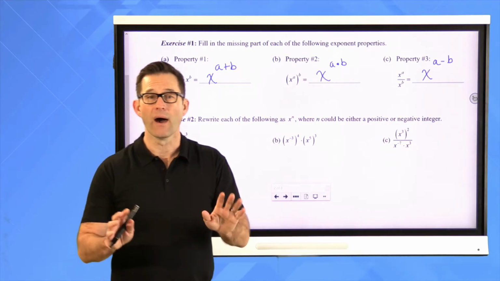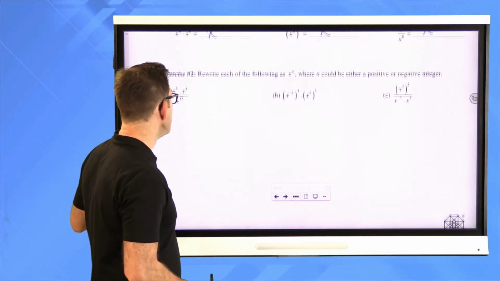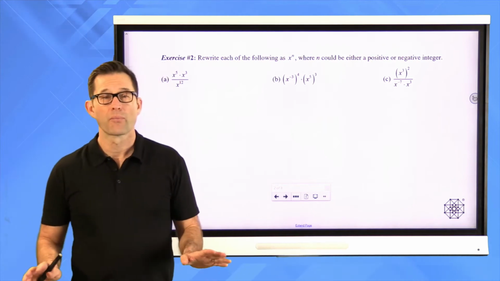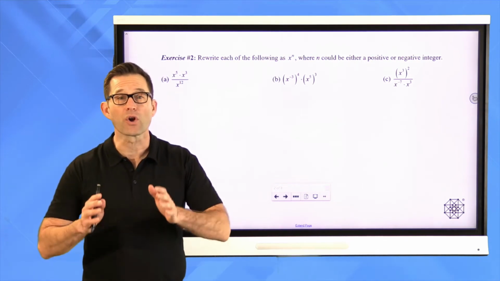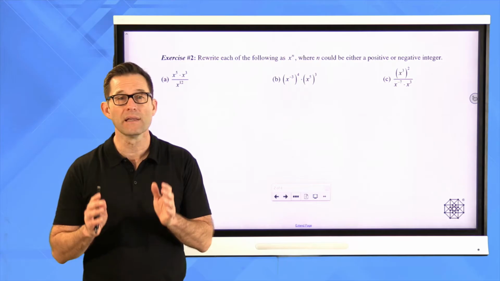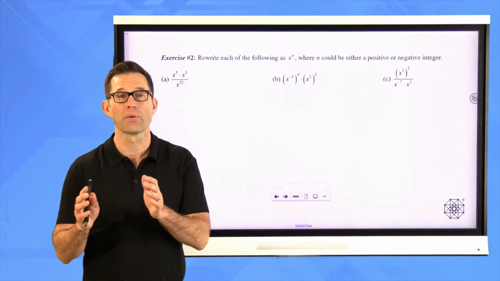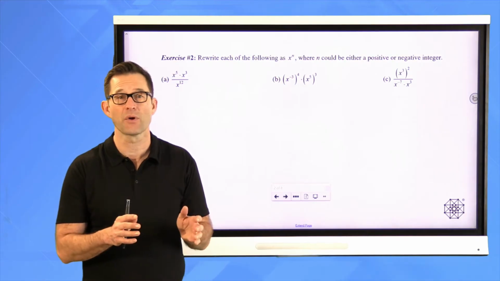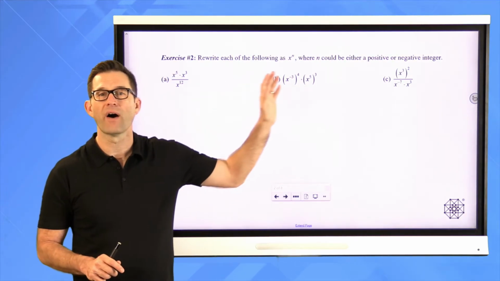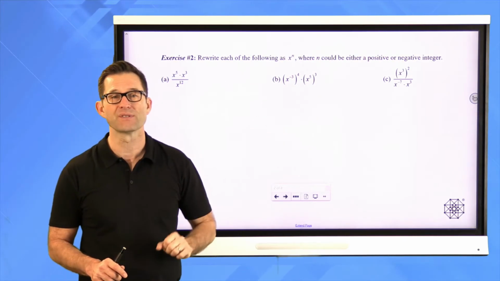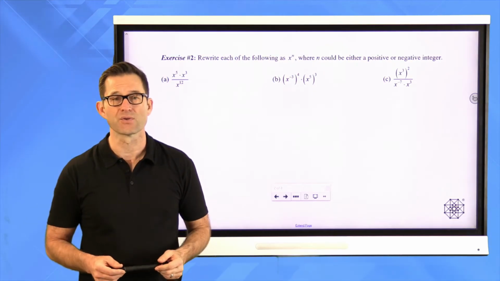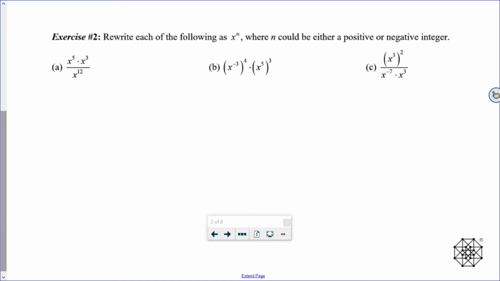All right, now, because we've got those 3 properties of equivalence, meaning that literally those things are equivalent to each other and therefore can replace each other in algebraic expressions, we can now simplify a variety of things that have exponents. And let's take a look at a few of those in exercise number 2. Rewrite each of the following as x to the n, where n could be either a positive or negative integer.